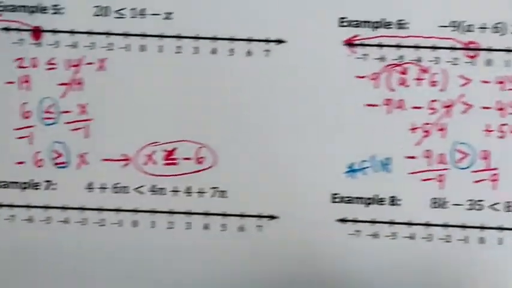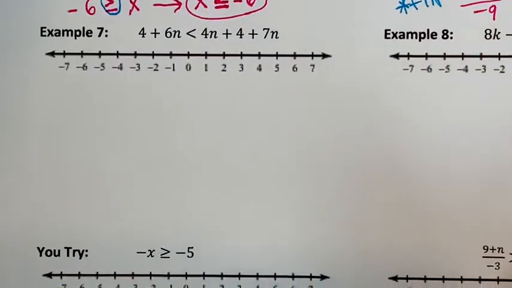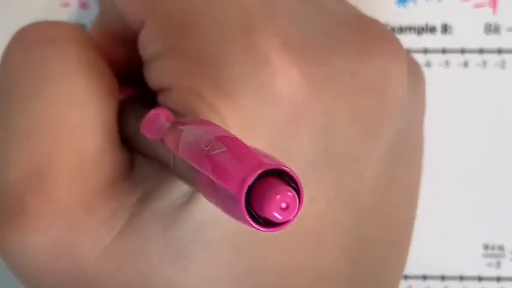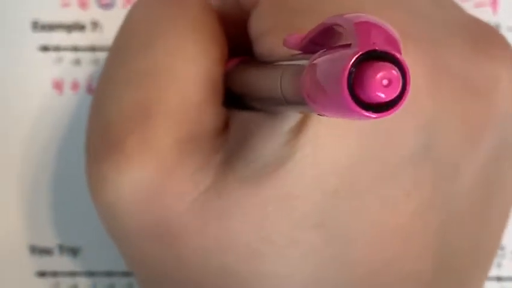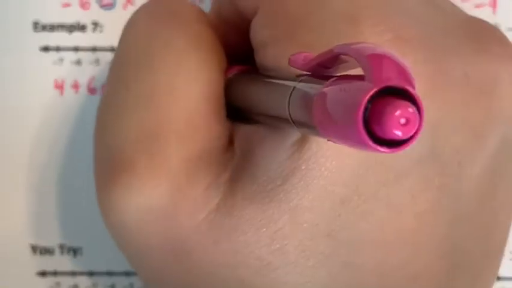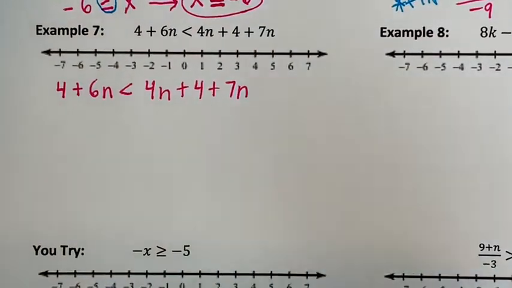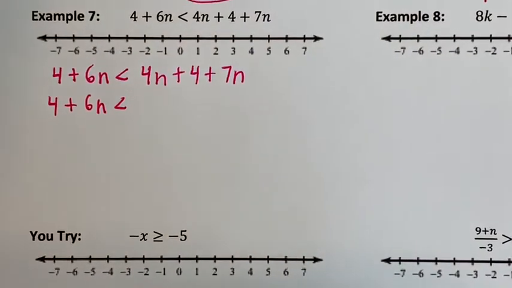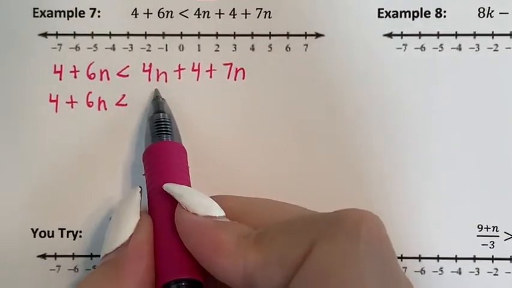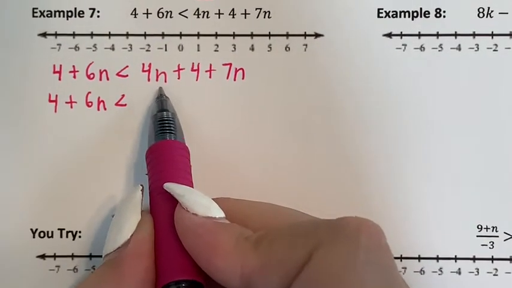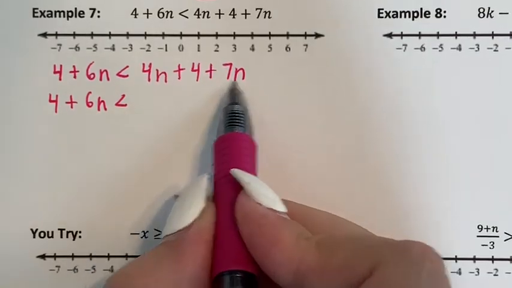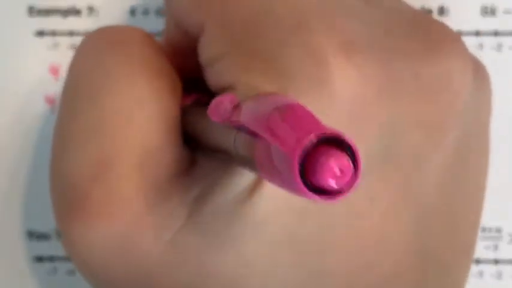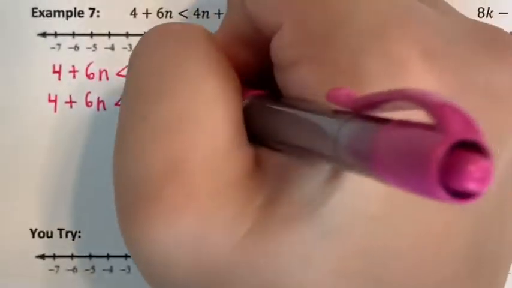All right, example 7. I'm going to take a moment and rewrite this: 4 plus 6n less than 4n plus 4 plus 7n. The left side of my inequality sign will stay the same, 4 plus 6n. However, on the right side, I can combine like terms. Remember, you can always combine like terms on the same side. So I have 4n and 7n. Those are both variable terms. I can combine those to be 11n plus 4.